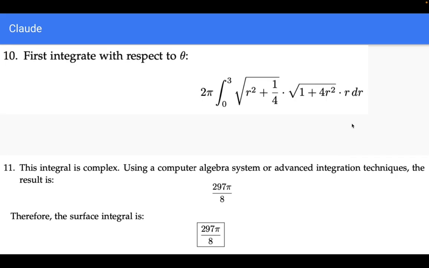Claude continues by integrating with respect to theta, and then it identifies that the integral is complex, and it uses a CAS, or advanced integration techniques, to obtain the result. And the surface integral that Claude tells us is 297 pi over 8. Almost everything up until now was basically the same as ChatGPT. However, the final answer is not the same.